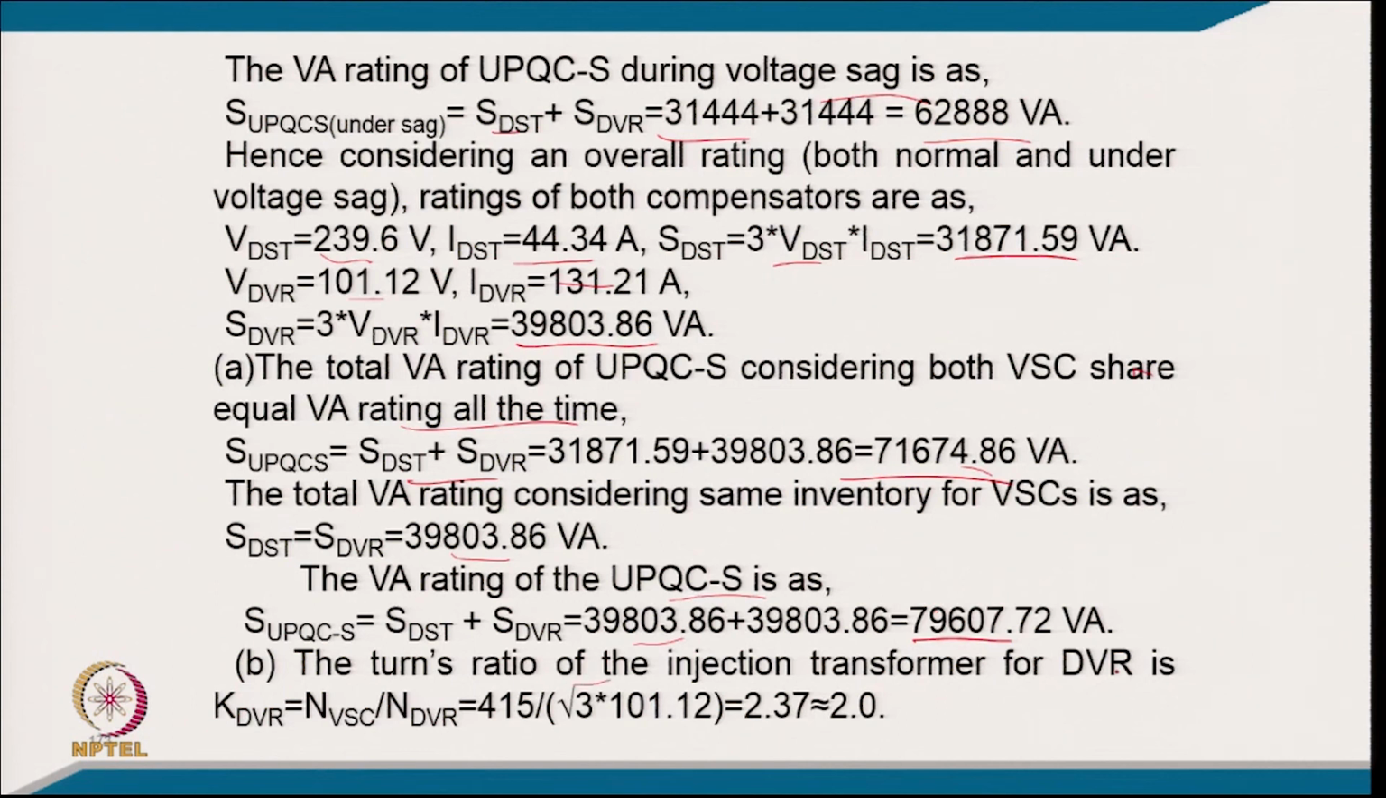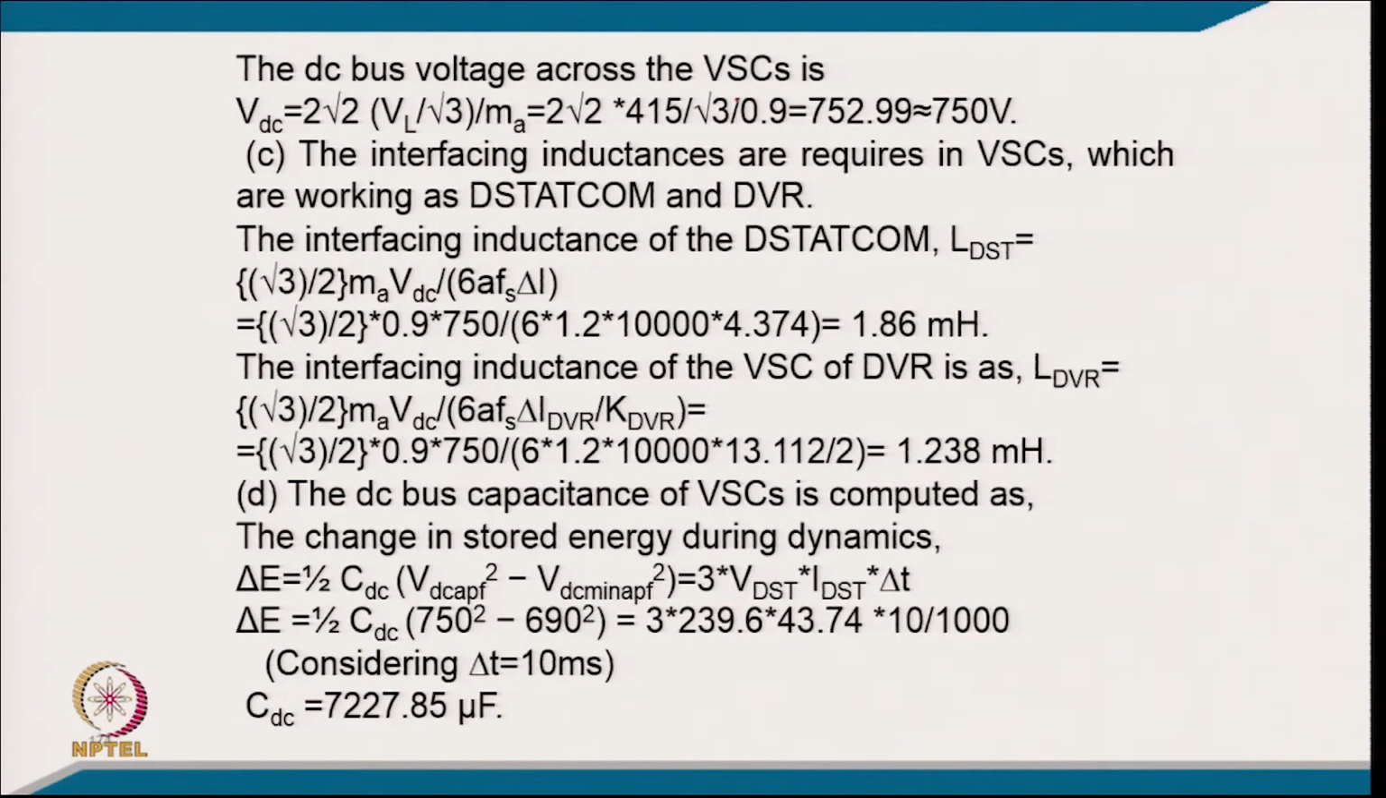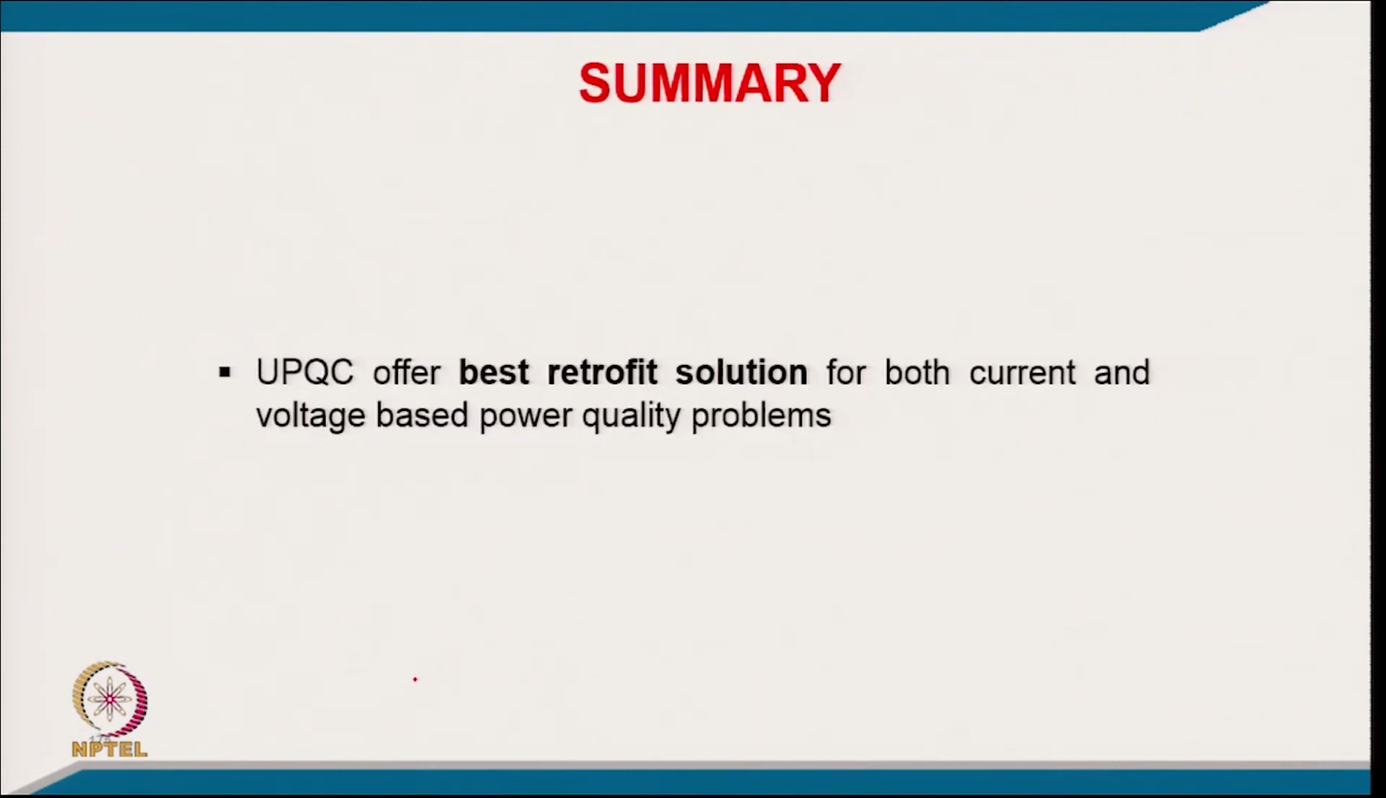So, turns ratio of the injection transformer of this, I mean corresponding to the voltage 415, we have to generate 100 1 this. So, turns ratio comes around 2, and the DC link voltage from the basic relation can be calculated, it comes 750 volt, and interfacing inductance required from this relation putting the value it comes 1.86, interfacing inductance for VSC of DVR it comes 1.238, and DC bus capacitance for dynamics of energy storage it comes 7227.85.